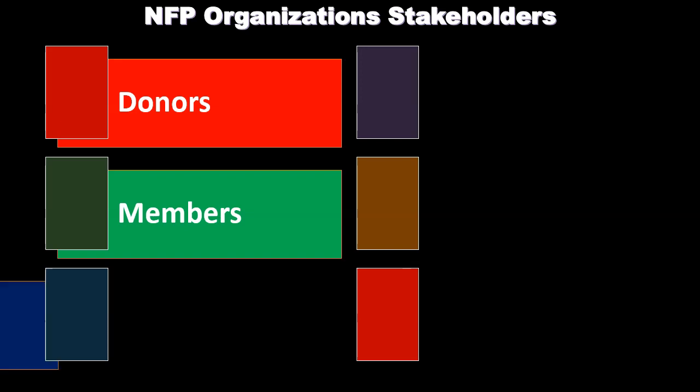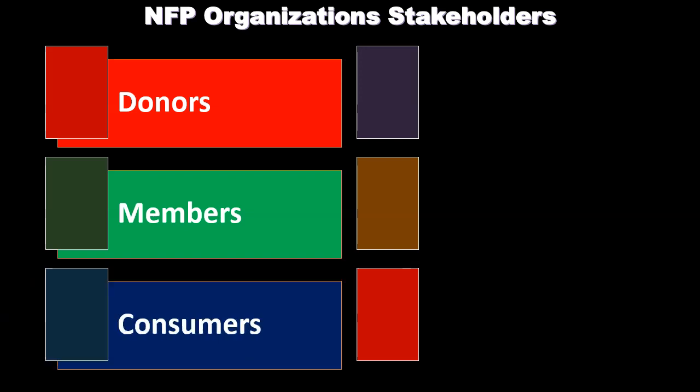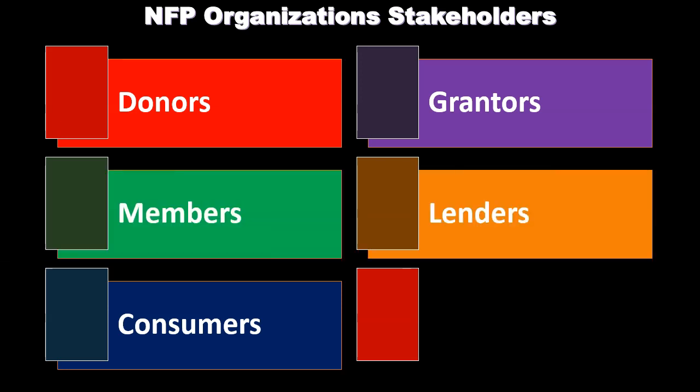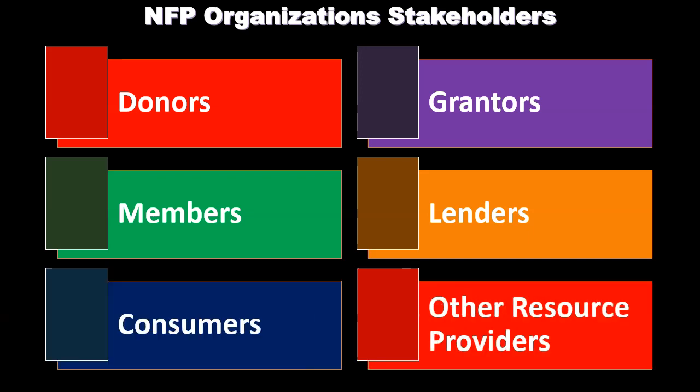We then have members of the not-for-profit organization, consumers of the not-for-profit organization, and grantors, which could be another source of funding of the organization as well. Then we have lenders and other resource providers that could be involved. All these people could be involved or have some kind of stake in the not-for-profit organization.